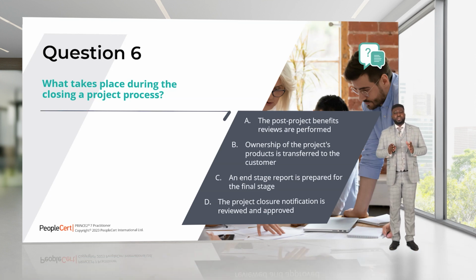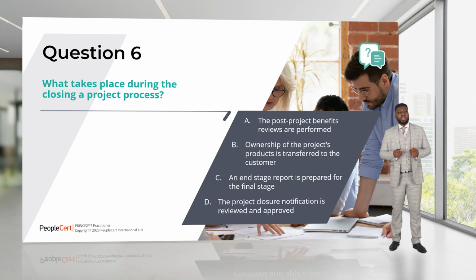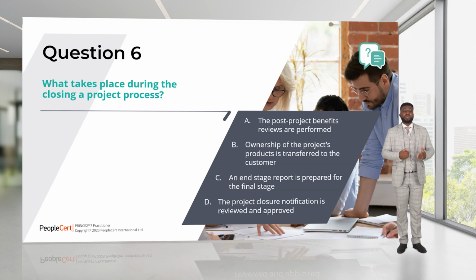So B says ownership of the project's product is transferred to the customer. One of the activities that takes place during the closing project process is to make sure that the customer has actually accepted all the outputs of the project. So B is our right answer.